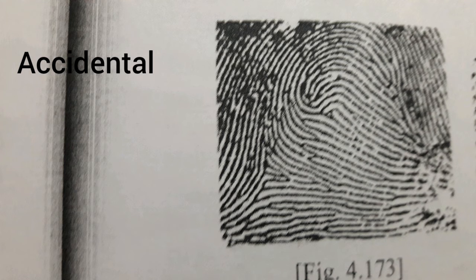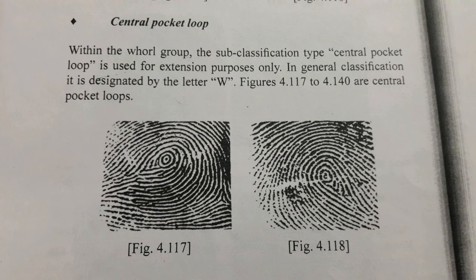Then the twin loop. As the name suggests, there are two loops and they are moving in opposite directions. One is moving rightward, the other is moving leftward. Then the lateral pocket. In a lateral pocket there are two loops but both are moving in the same direction.